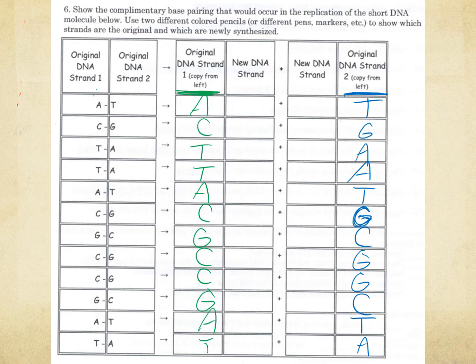That being done, now I can go in and fill my new letters in. So right here I have an A. I know there would be a T across from it. I know there's a C, so that would be a G. I know there's a T, there should be an A, and so on. On the other side, a T goes with a new A, G goes with a C, and A goes with a T. All you're doing is pairing them up.